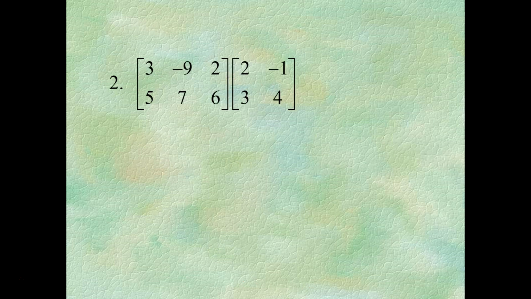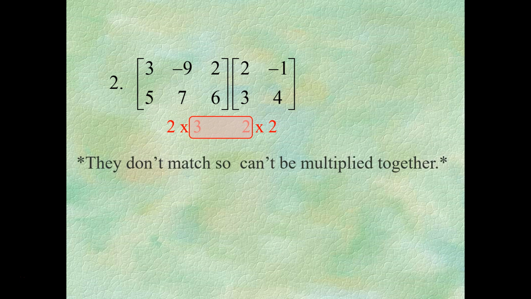Let's look at another example. Here we have these two matrices multiplied together. If you notice, the first one's a 2 by 3 matrix and the second one's a 2 by 2 matrix. Uh-oh. These numbers don't match. As a result, we cannot multiply these two matrices together. So there's no solution here.